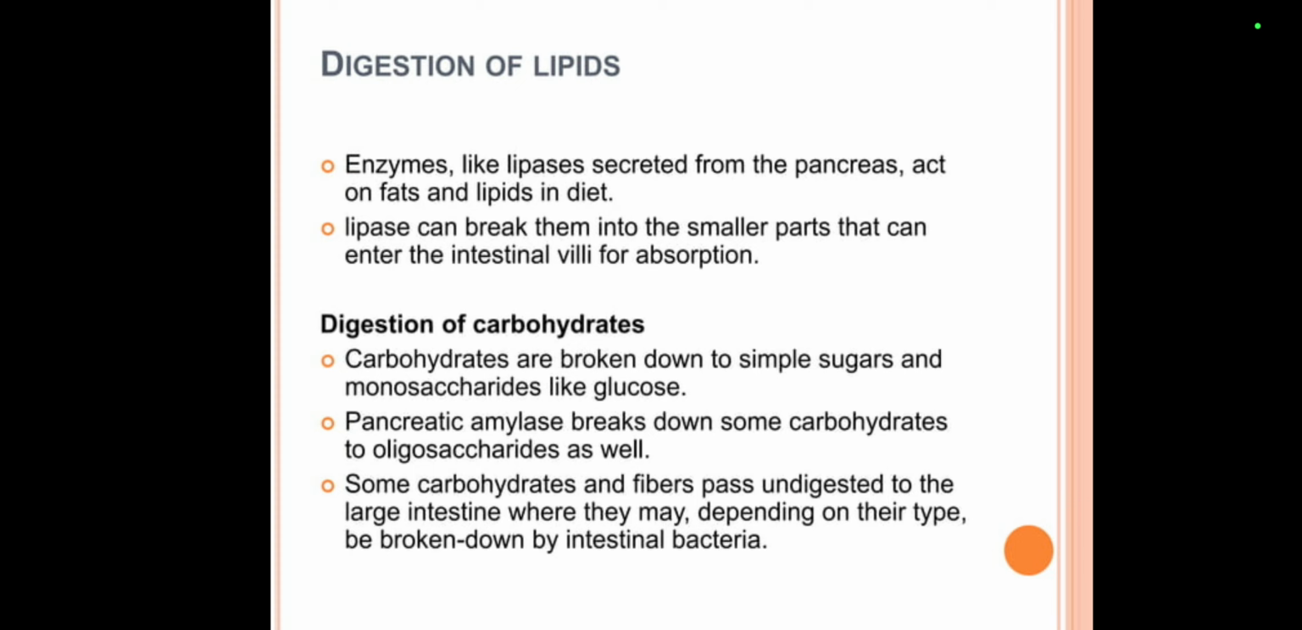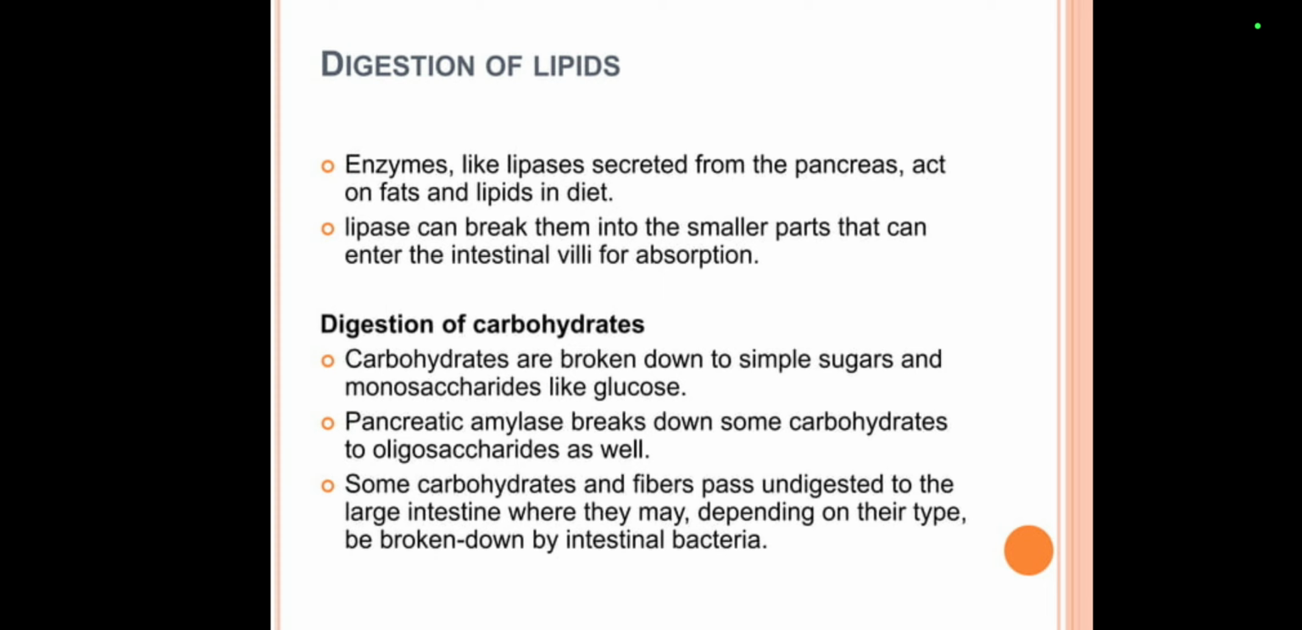Next, we have digestion of lipids. Here, enzymes like lipase, secreted from the pancreas, act on fats and lipids in the diet. So the particular enzyme involved in the digestion of lipids is lipase, or lipases.